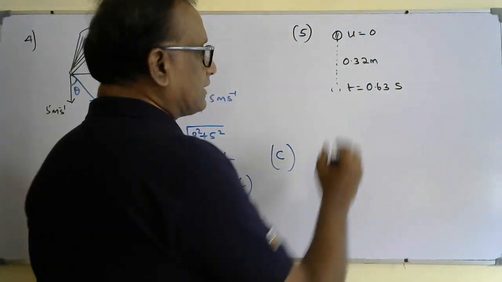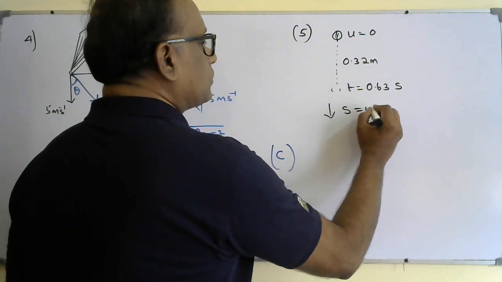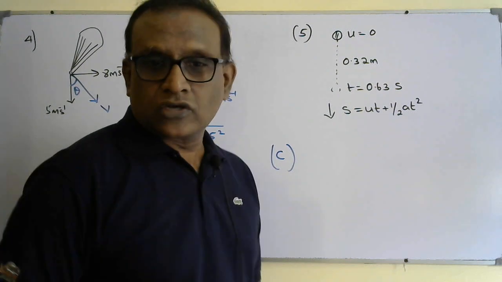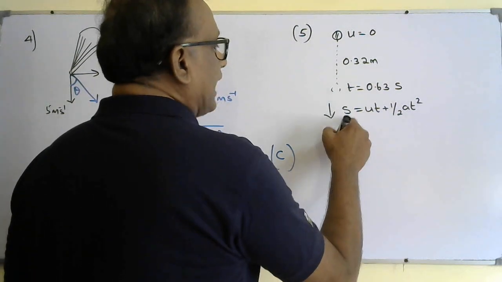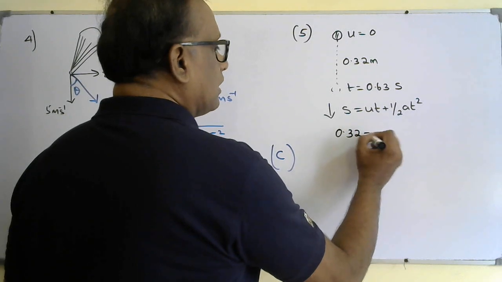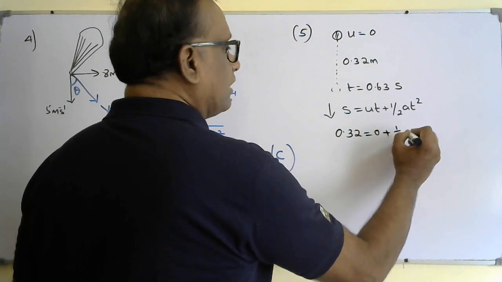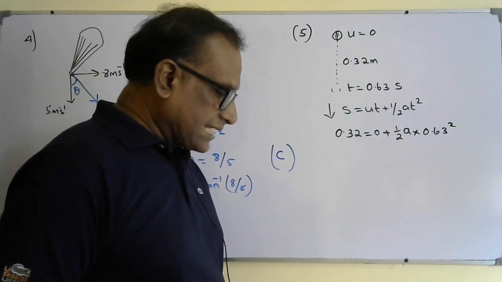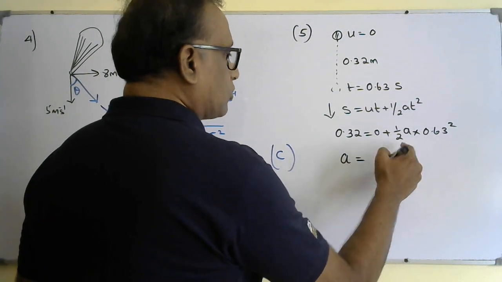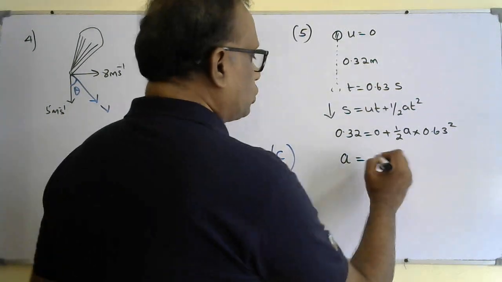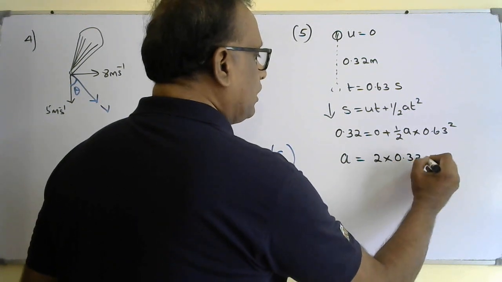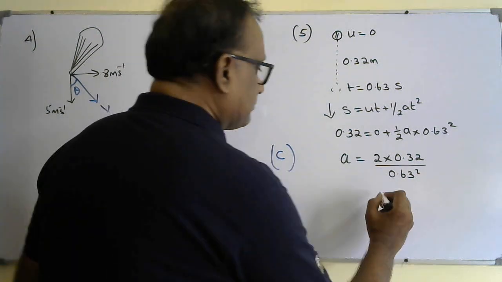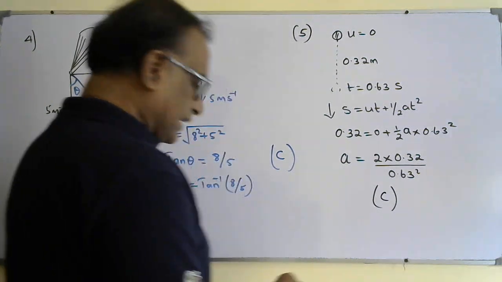So the question is the acceleration. I can use, downwards, s equals ut plus half at squared. u is 0, initially the object was released from rest. So s is 0.32 equals 0 plus half a t squared, with t as 0.63 squared. So I need to get an expression. So a is going to be 2 times 0.32 divided by 0.63 squared. So the correct answer is C. Question number 5, correct answer C.